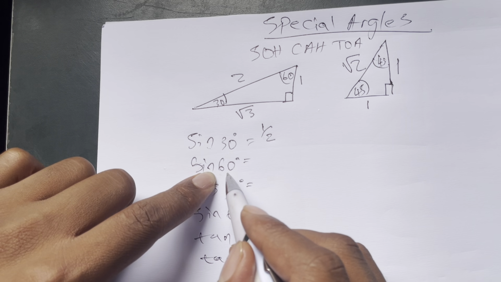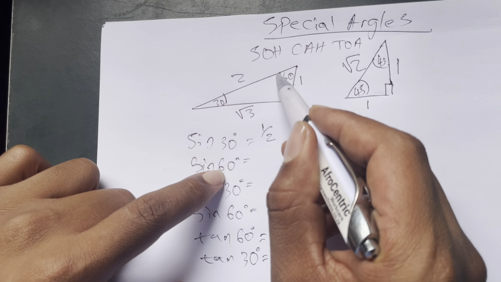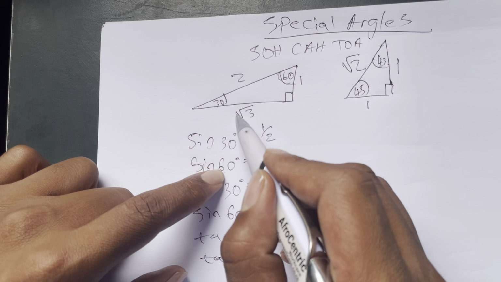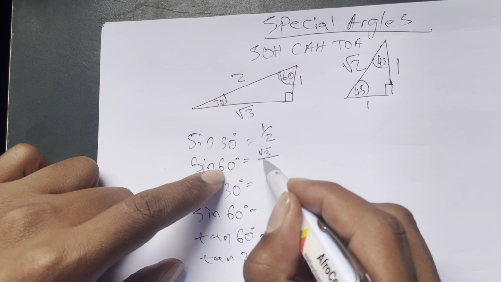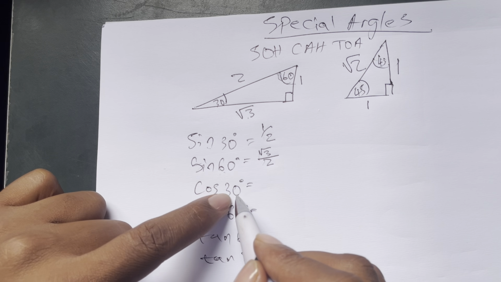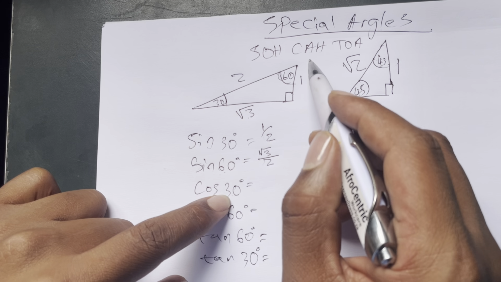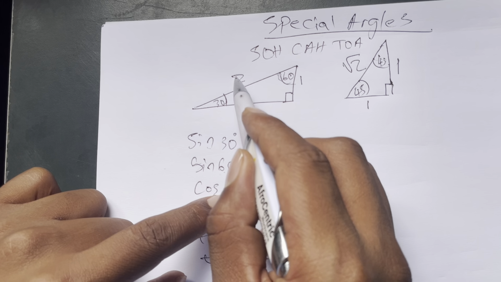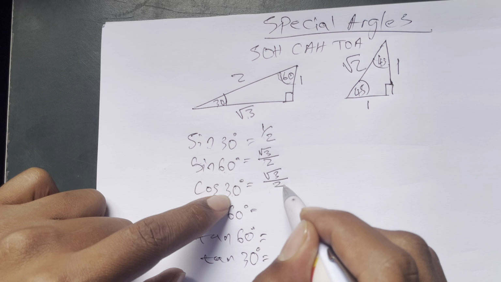Then you have sine 60. If 60 is your reference angle, the side which will be opposite to 60 will be square root of 3. Then it's square root of 3 over 2. Okay, and then you have cos 30. Cos 30, this is the reference angle. Cos is what? It's adjacent over hypotenuse. Then this is the adjacent, that's the hypotenuse. Square root of 3 over 2, right?